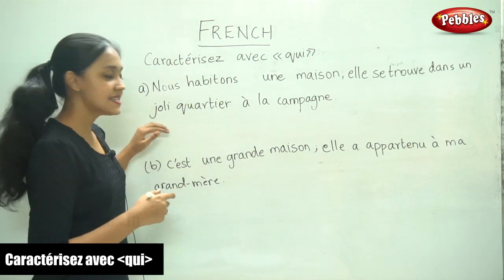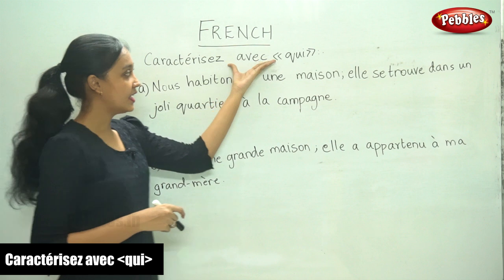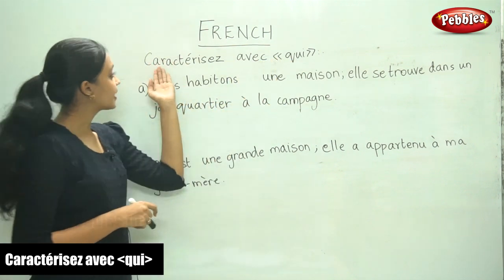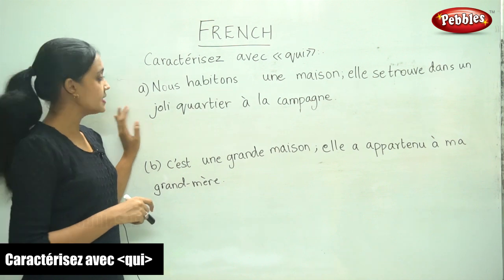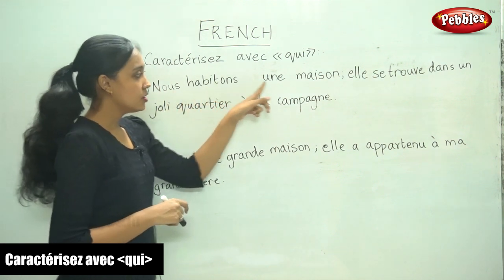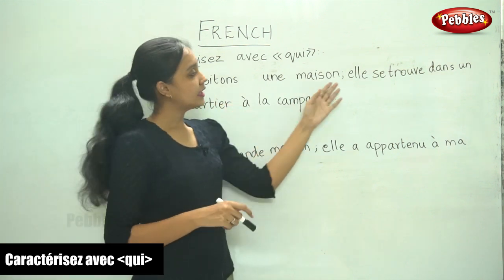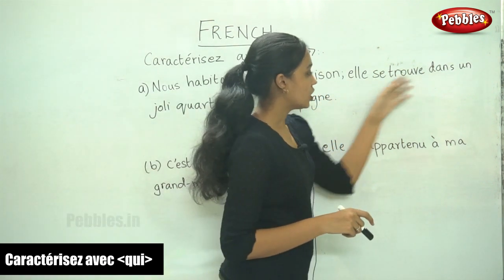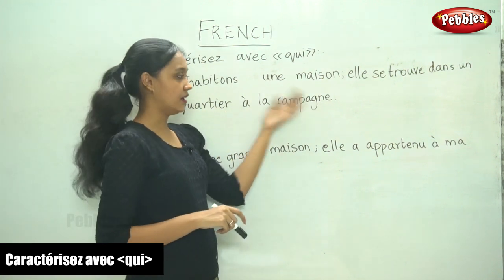So now in this exercise, we are going to characterize avec qui. Caractérisez avec qui. Now the first sentence. Nous habitons une maison. We live in a house. Elle se trouve dans un joli quartier à la campagne.